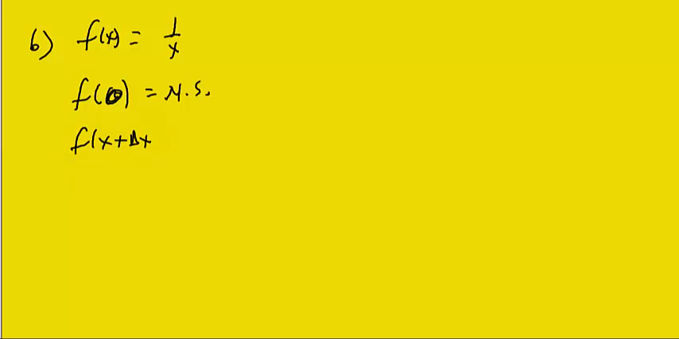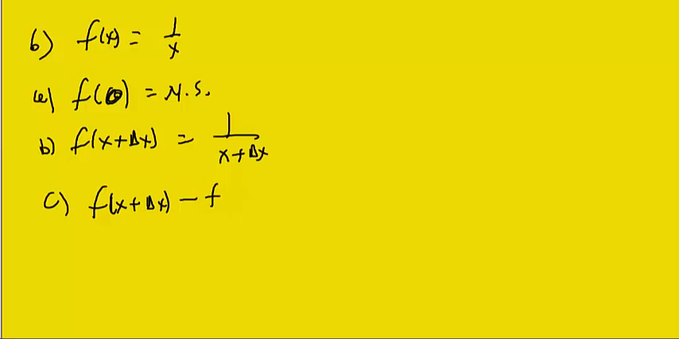Okay, 6. F of x is equal to 1 over x. I want you to find f of 0. Well, that is no solution. Okay, f of x plus delta x. That's my A, this is my B. That's going to be 1 over x plus delta x. C, f of x plus delta x minus f of x, all that over delta x.